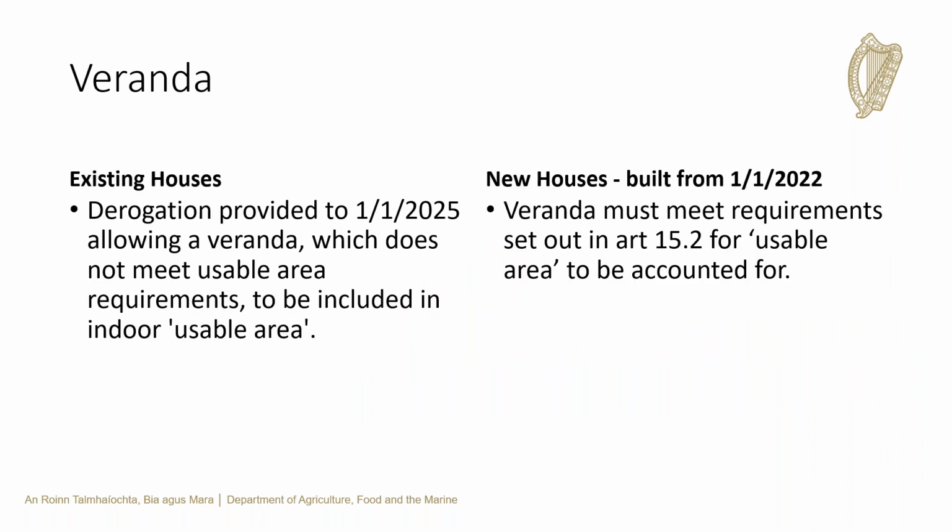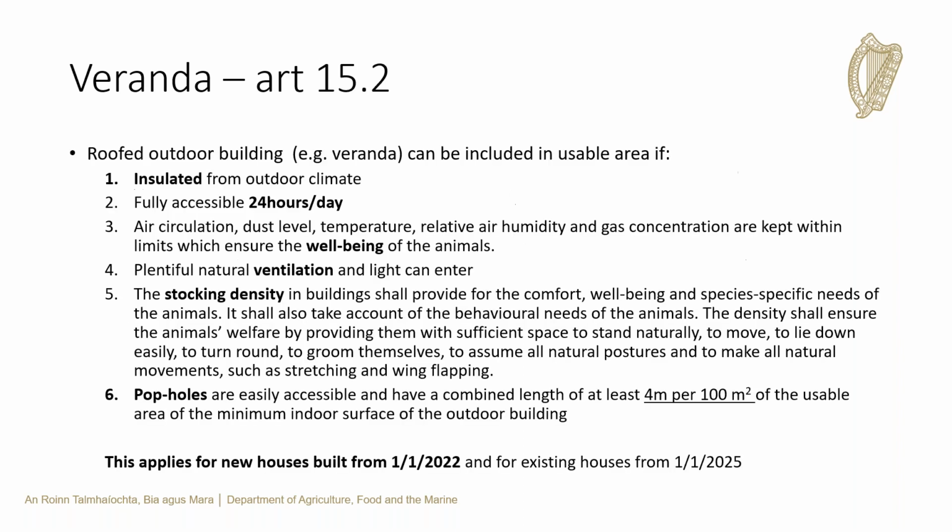So with existing houses, the derogation is, as I said, provided to the 1st of January 2025. So you can still use the veranda as the usable area in your calculations on existing houses. But with new houses, those built from 2022, this will change. So the definition of a veranda, and this is also a roofed outdoor building.